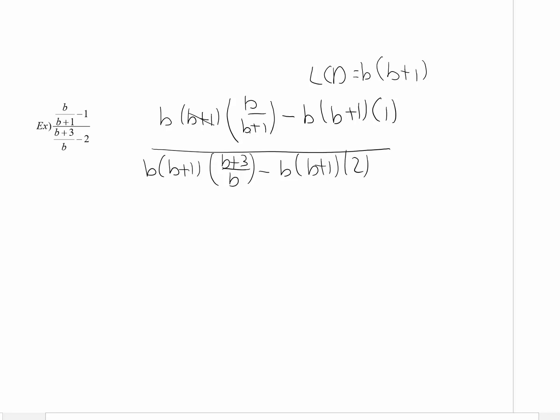Okay, at the top, the b plus 1's divide out. That's b squared. Okay, so b times b plus 1, I'll do this on the side, that's b squared plus b, but I am distributing a negative to each, so it should be negative b squared minus b.